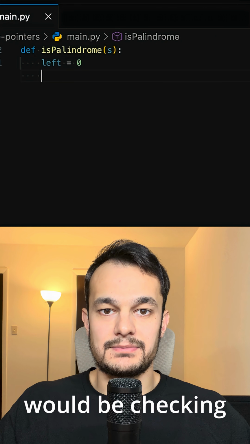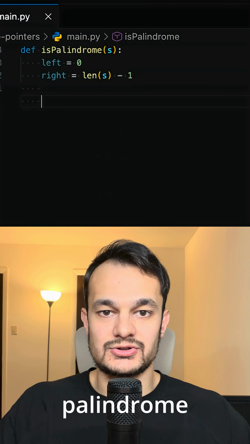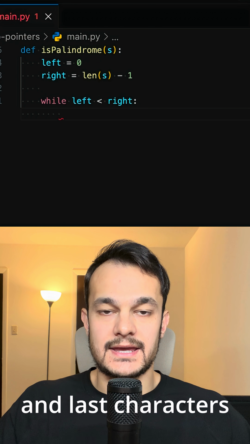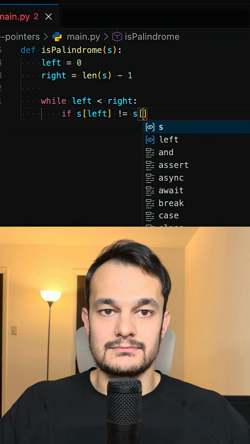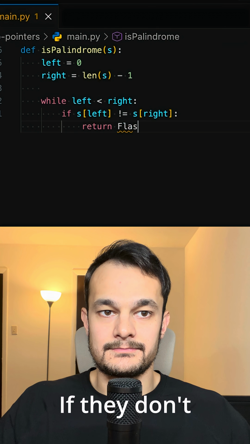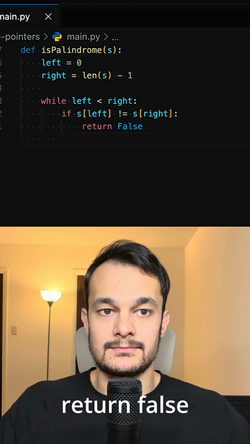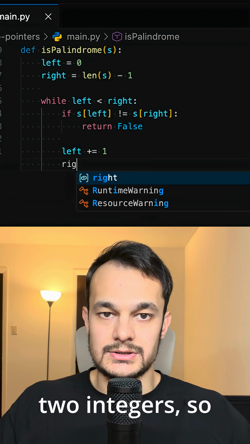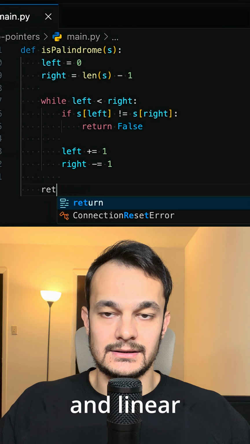A classic example would be checking if a string is a palindrome. Compare the first and last characters. If they match, move both pointers inward. If they don't, return false. This uses only two integers, so it's constant space and linear time.